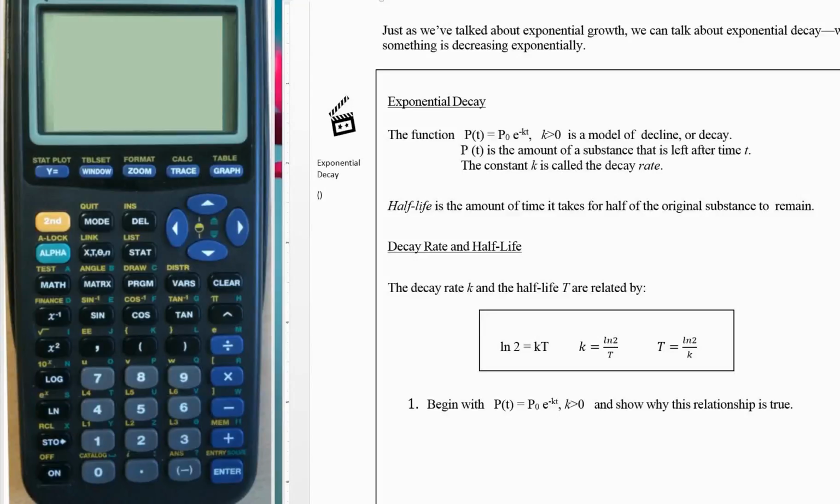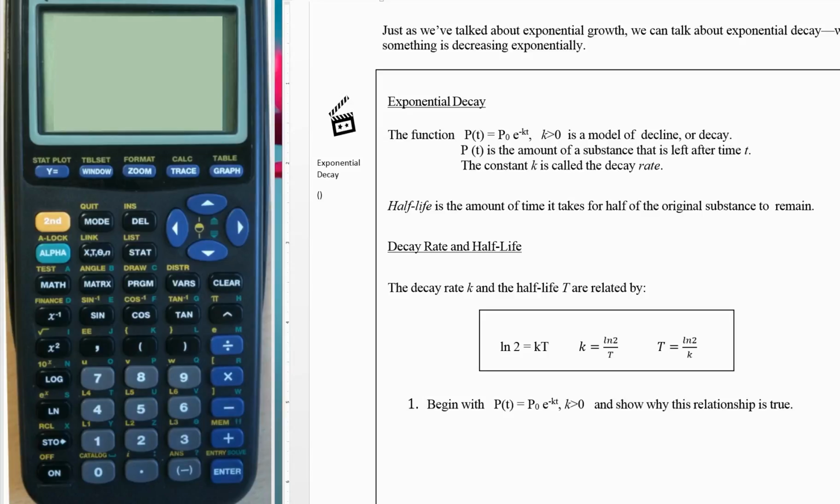So we've talked about exponential growth and population growth, but we can also talk about exponential decay. So when something is decaying. And if you've ever heard of carbon dating, how scientists can tell kind of how long ago something lived, this is one way to do it. If they can study how much of the carbon has decayed away.